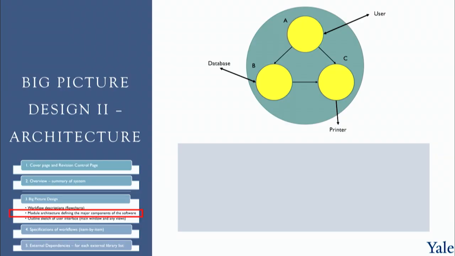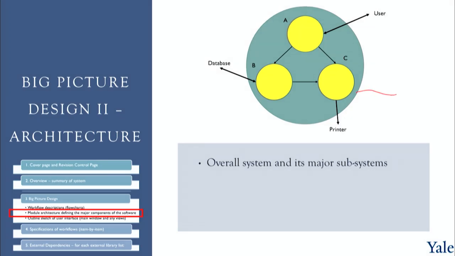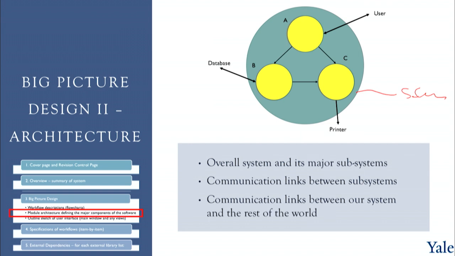The next step is the architecture of our software. We have the overall system and its major subsystems. So typically, if this big circle is the software, these yellow things are the major subsystems, and we show the communication links between the subsystems and the communication links between the system and the rest of the world. So the printer connects to subsystem C, the user input goes to subsystem A, the database connects to subsystem B, and there's information from A to B and A to C and from B to C, but not other ways. This tells you how information flows into the system. So this is a high-level software description.